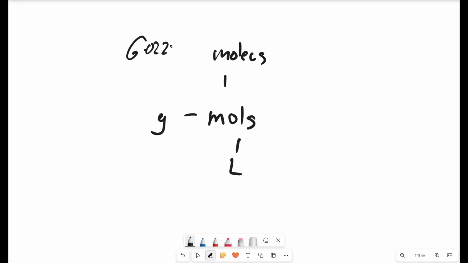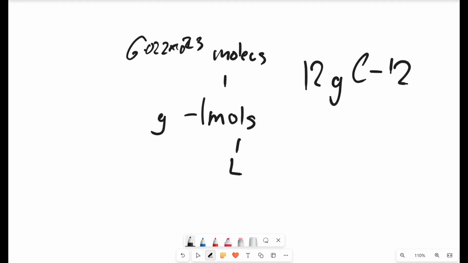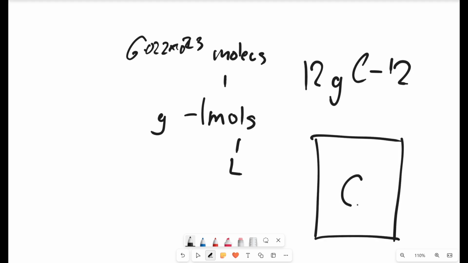So I told you that 6.022 times 10 to the 23 molecules are 1 mole. I told you that 12 grams of carbon 12 was also 1 mole. If we look on the periodic table, carbon is element 6. We don't really care what the element number is. We know that it weighs about 12.01, and that carbon 12 is going to weigh 12 AMU.